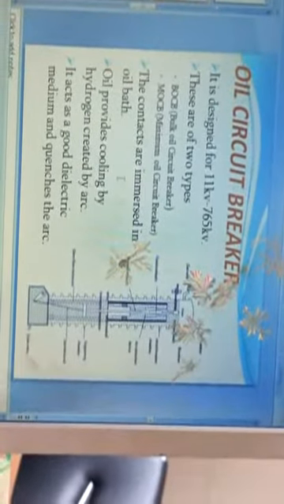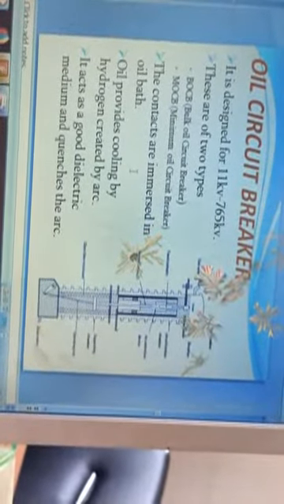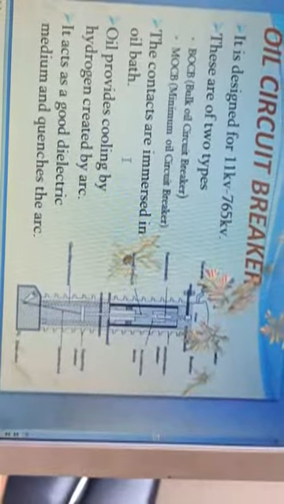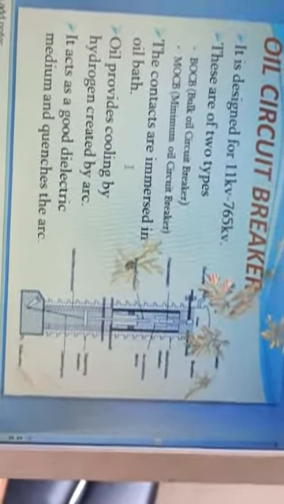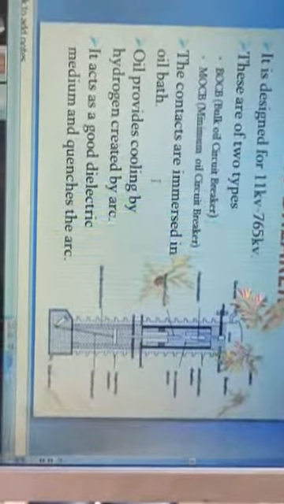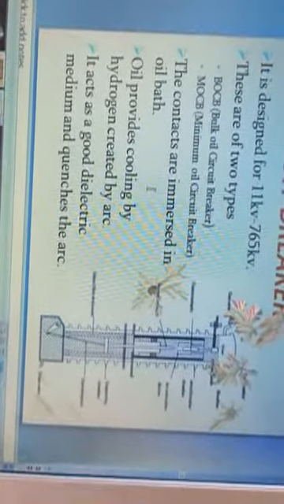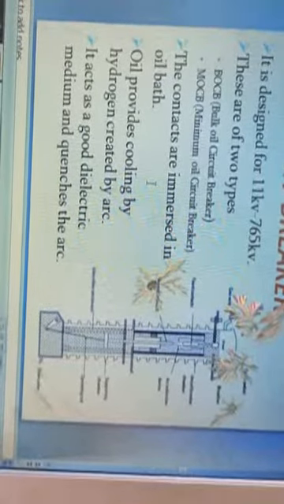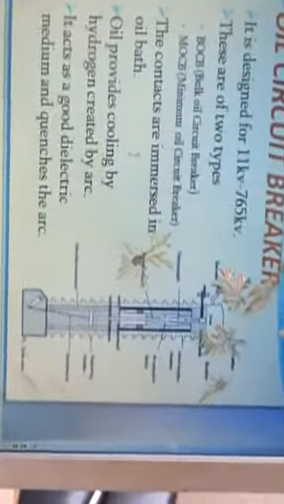Next is the oil circuit breaker. It is designed for 11 kV to 765 kV. These are of two types, BOCB bulk oil circuit breaker and minimum oil circuit breaker. The contacts are immersed in an oil bath. Oil provides cooling by the hydrogen created by the arc. Then it acts as a good dielectric medium and quenches the arc.